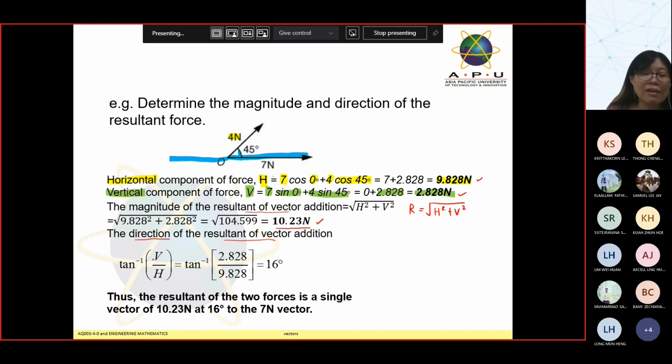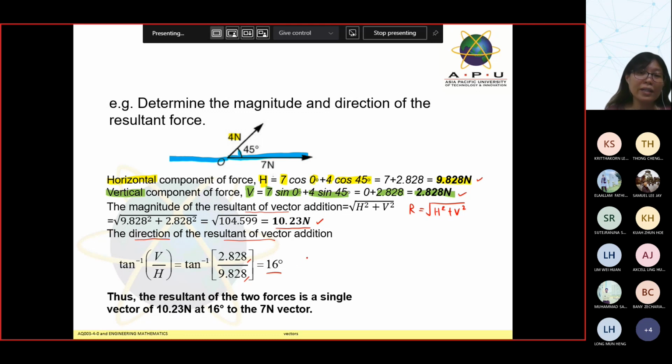So the direction will always be taking vertical divided by horizontal. Since your vertical is 2.828, your horizontal is 9.828. So arctangent of 2.828 divided by 9.828, you get 16 degrees. Okay, so the angle is 16 degrees, because we are calculating the basic angle first. We always calculate the basic angle first.